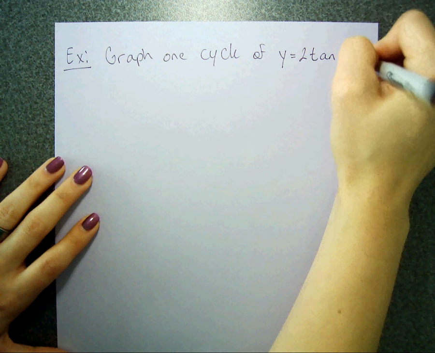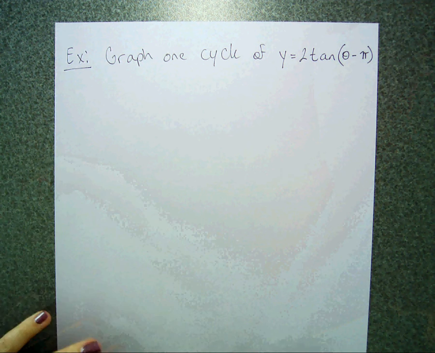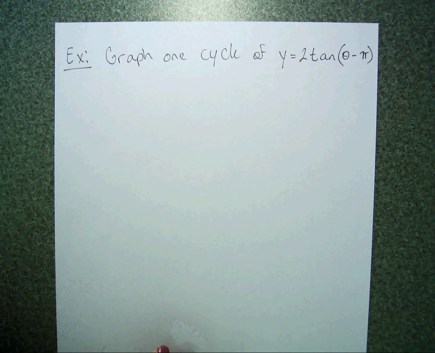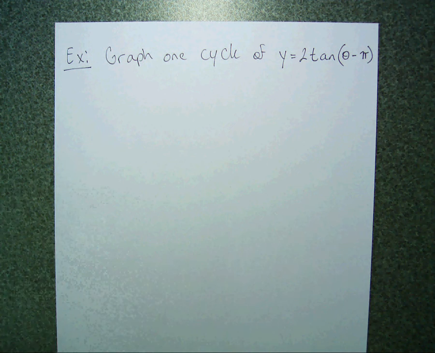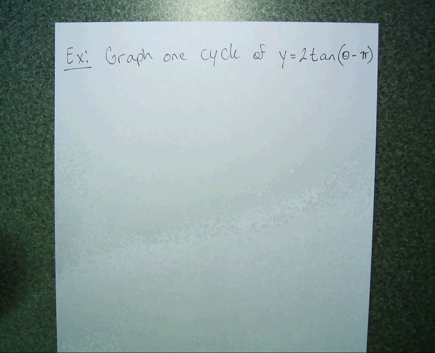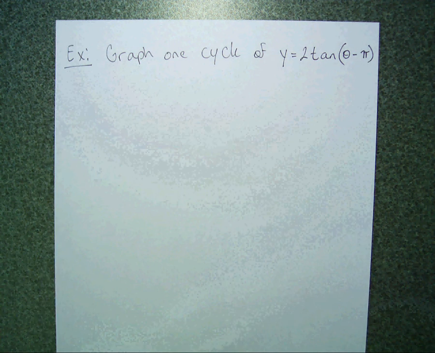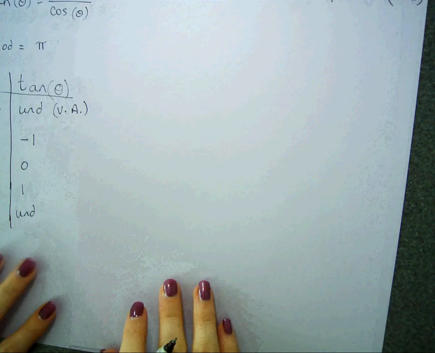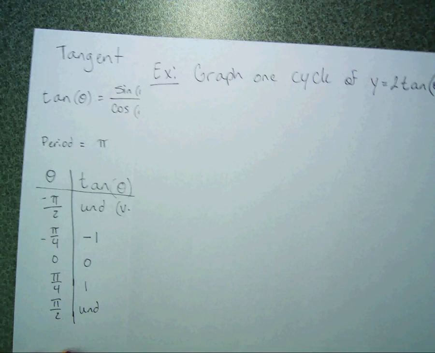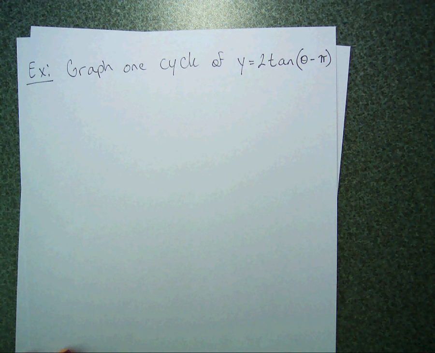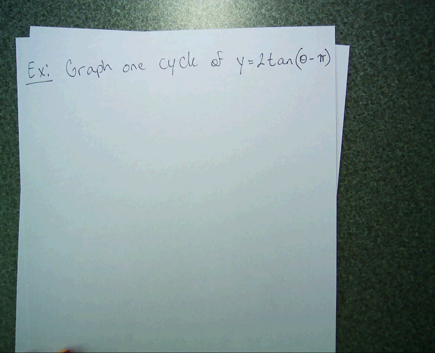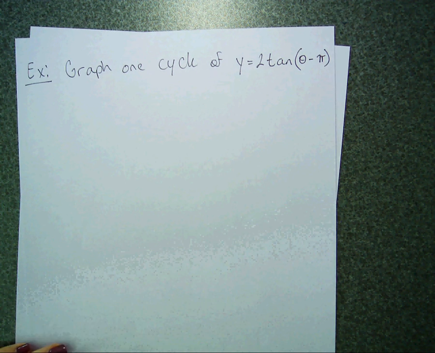Alright, so I want to graph one cycle of y equals 2 tangent of theta minus pi. So what does this 2 affect? Bring this back down. What is this 2 going to affect? The amplitude, yeah, the amplitude, which means what? What am I affecting?